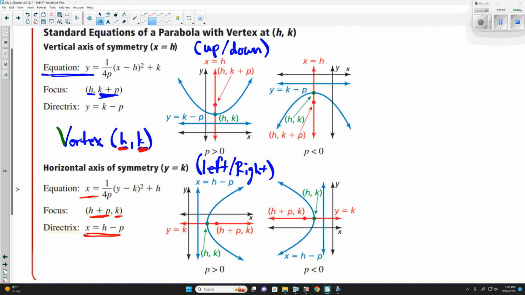Now the directrix, telling the two apart is a little bit easier because one is y equals, the other is x equals. They're a little bit more distinct. The axis of symmetry is the same way. Y equals, x equals.